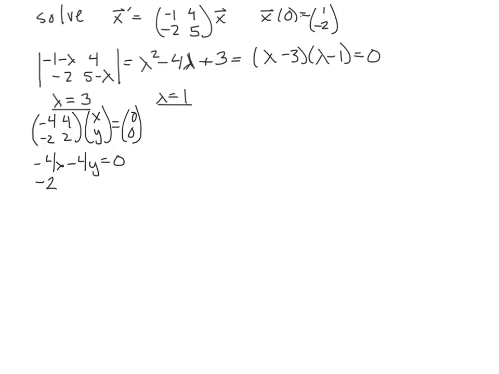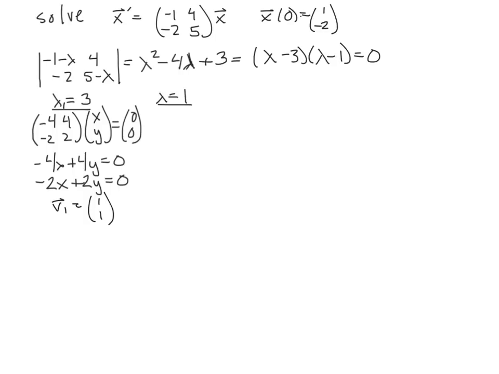Negative 4x minus 4y equals 0. From the bottom row, negative 2x plus 2y equals 0. That should be a plus, right? Negative 4x plus 4y, yeah. And I only noticed that because I couldn't choose the same x and y for both equations there. All right, so let's call this one lambda 1. So that means my v1 looks like 1, 1 will work.